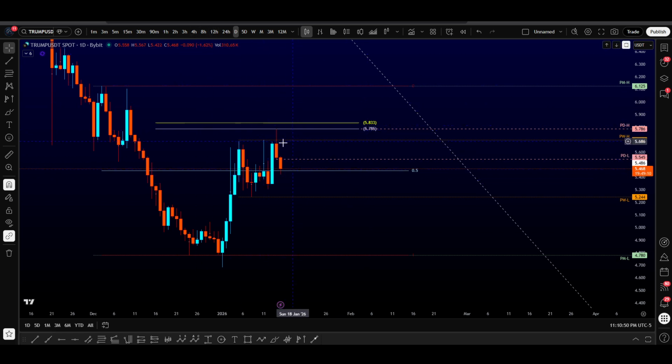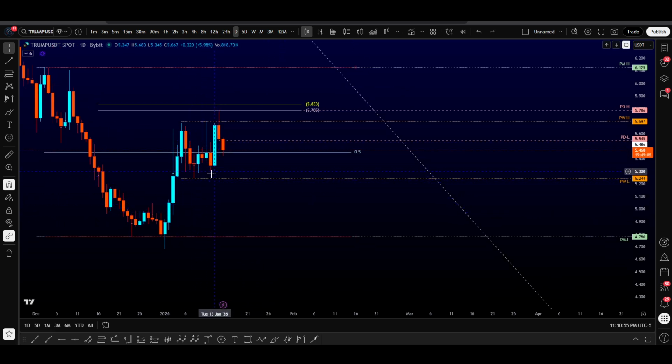But so looking a little bit bearish on the daily. We have a swing low down here. Might be targeting these swing lows at around $5.28 before making another move up. It is currently making higher highs and higher lows, right?